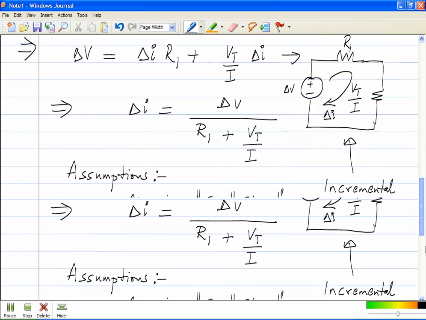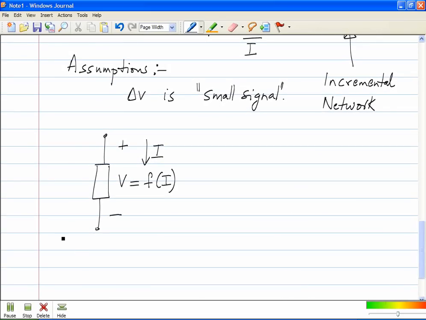Now this can be extended to any arbitrary network. Let's consider one particular branch of that network where some current I was flowing, and the voltage across that branch happens to be some nonlinear function of I. In the case of a diode, this particular nonlinear function is of the logarithmic form, Vt ln of I by some constant. In general, it could be anything. Now, let us say we introduce a small signal voltage source somewhere inside the network. So some voltage which was V1 earlier has now become V1 plus delta V. Then what can you say about the current through this particular branch? Do you understand the question?